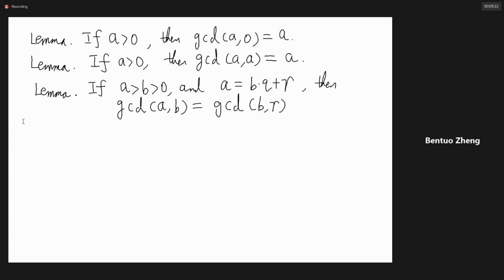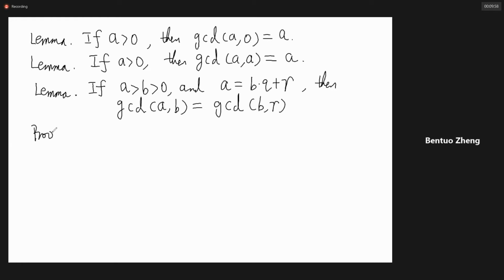Let's prove it. What we're going to show is that the set of common divisors of a and b is just the set of common divisors of b and r. Once we show these two sets are equal, the maximums are the same.